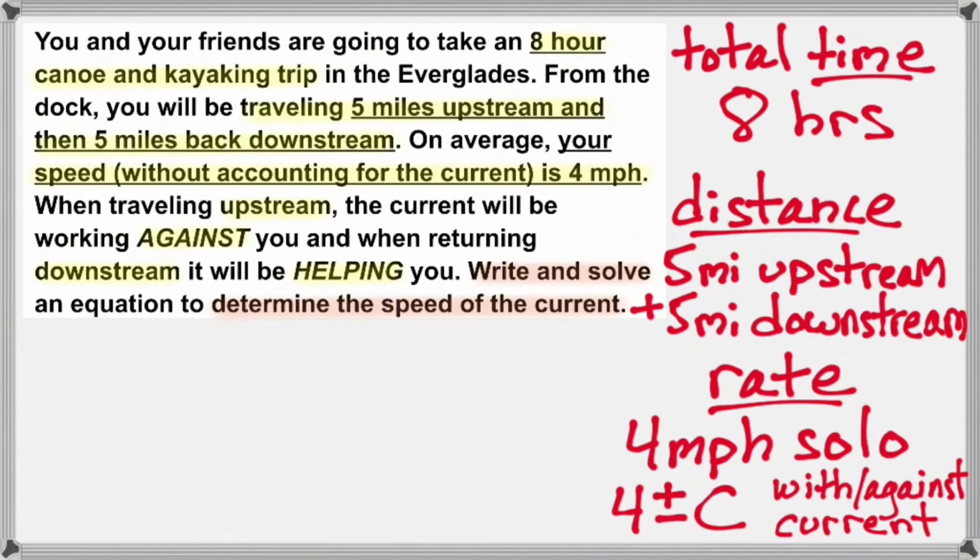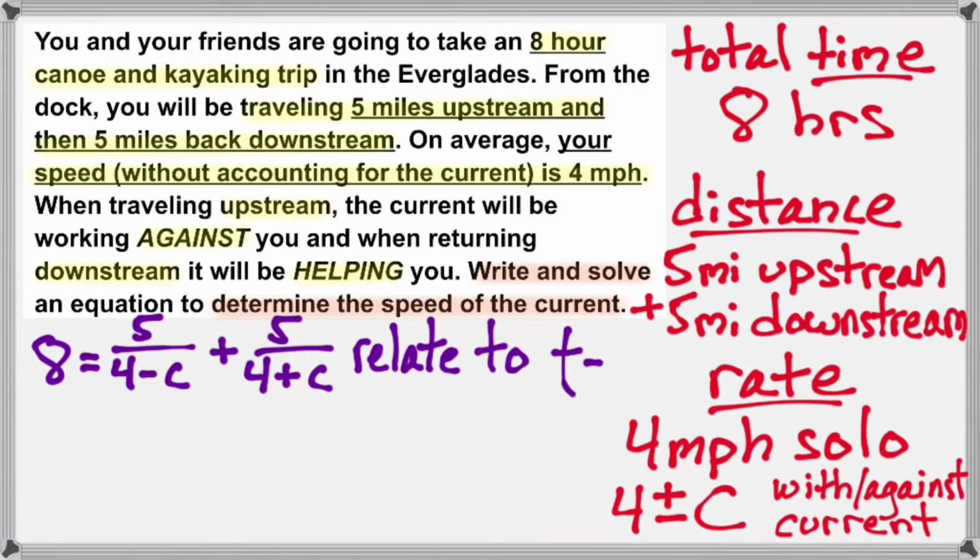But then with the current, you need to think of the current as slowing you down or speeding you up. That's why it says plus or minus c. The current could be adding to your speed, so 4 plus c, and the current could be slowing you down. So that would be 4 minus c. So let's take a look at what things will look like.